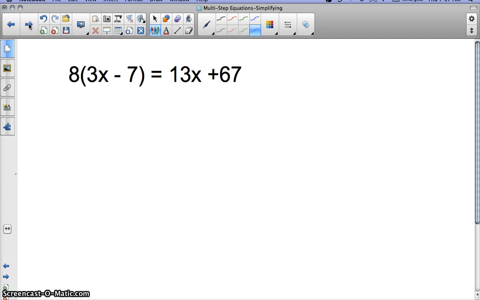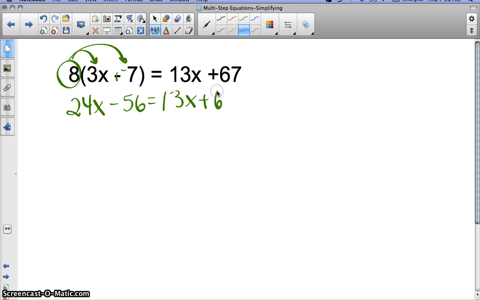Alright, so now we see that we have a little distributive property going on, so we need to make sure we do that first. 8 times 3x gives me 24x. 8 times a negative 7 gives me a negative 56. And then we still just copy down the 13x plus 67 because we haven't done anything with that. Alright, switch up my color.